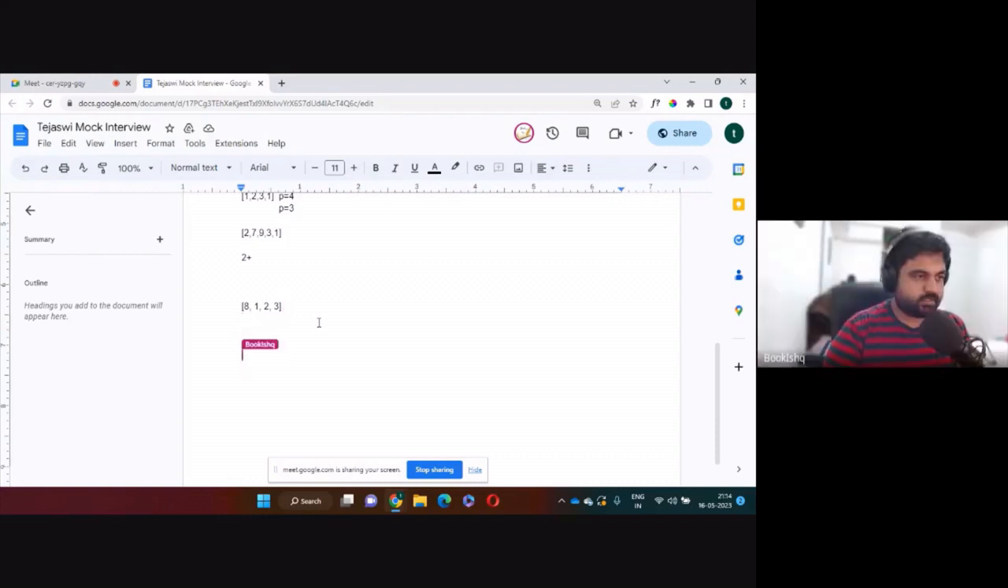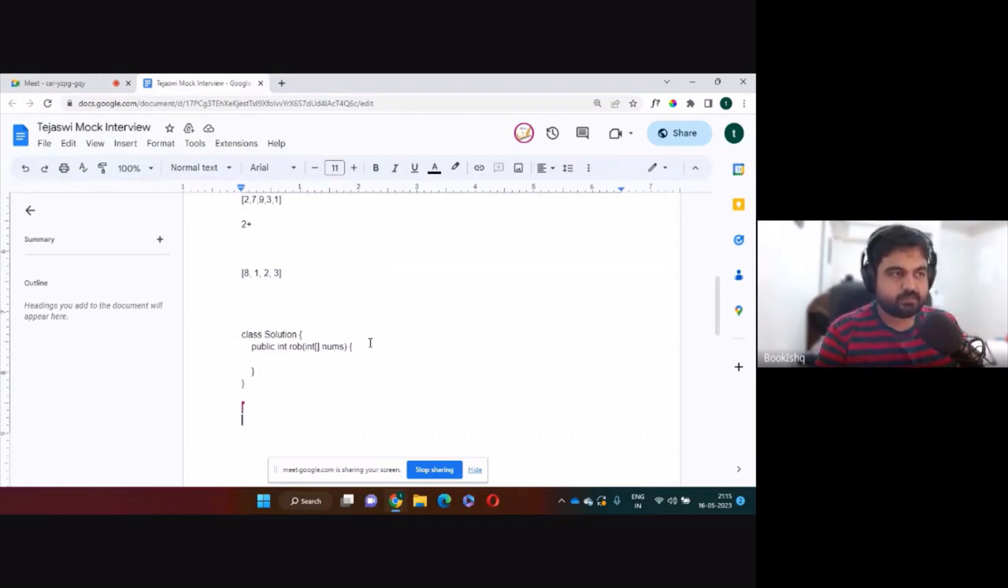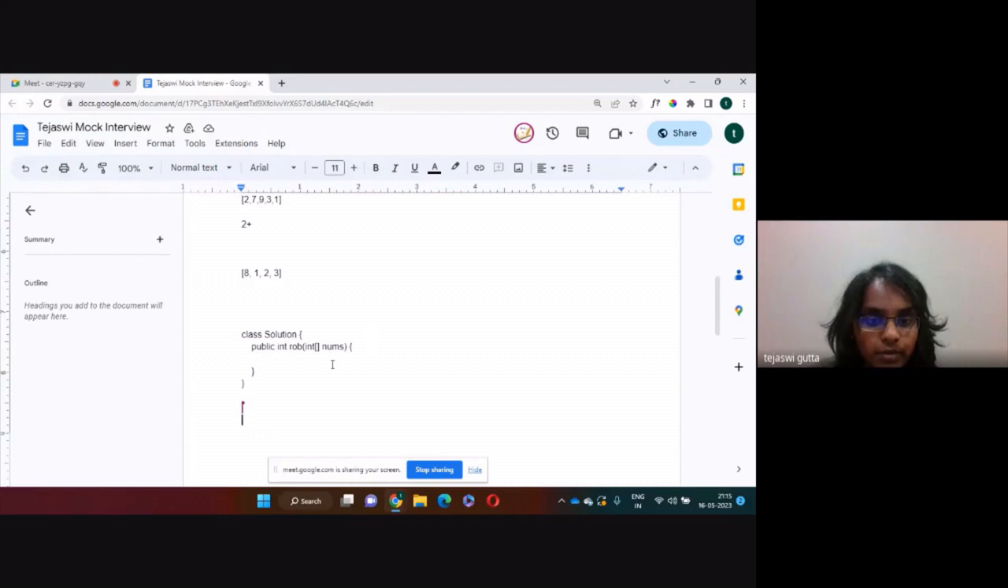Okay. So this is the function you should try to implement. Basically we need to return the maximum value possible, an integer value, and as an input we are given the nums array that represents the money in the houses. Okay, got it. So here what I would do is I would take help of a helper function.